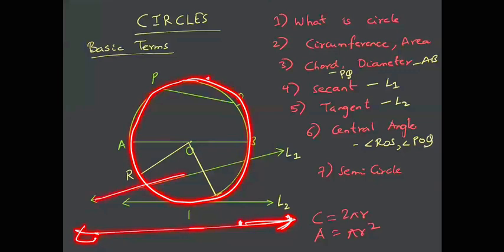Second is that the line and circle intersect at two distinct points. So this line is called the secant of a circle. And the third possibility is that the line and circle intersect at only one point. So this line is called the tangent of the circle.